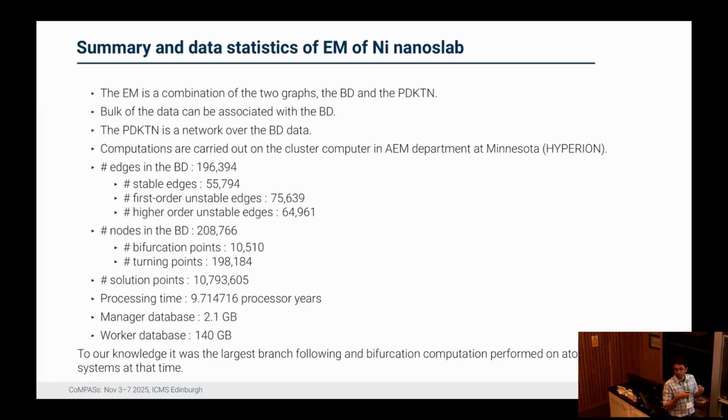These are the points where the implicit function theorem fails, and then you have the bifurcations, folds, all those. The bifurcation points are 10,000 and the rest are turning points. Totally, all the solution points put together are around 10 million points. And then the processing time is this.